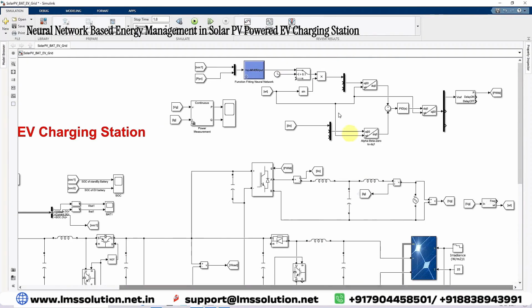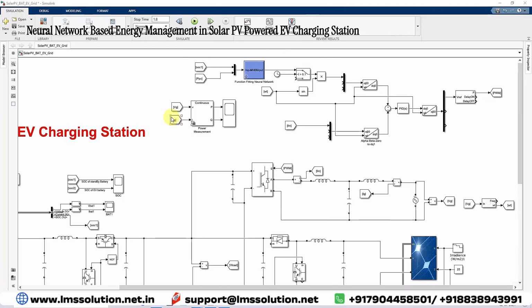This reference current is converted into dq0, and the actual inverter current is also converted into dq0. After that, it is processed by a PID controller. Then it is converted again from dq0 to alpha beta 0, and we take only the alpha quantity to generate the pulse for the inverter. This pulse controls the inverter current flow based upon the reference current from the neural network.